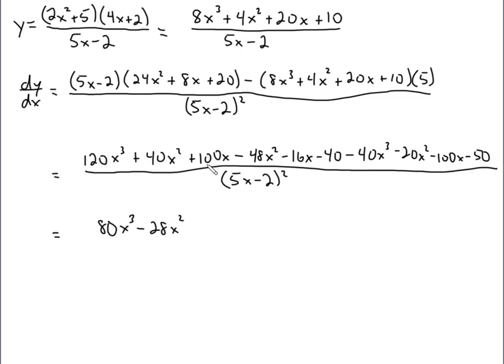Let's see, what else do we have? First power terms, 100 minus 16, so that's 84. Actually, let's do it like this, 100 minus 100, so those terms are going to cancel. So I think that x term is the only one that we have left. So minus 16x. And then we've got constant terms, minus 40 and minus 50, so minus 90. And all this divided by 5x minus 2 squared. So there we go.